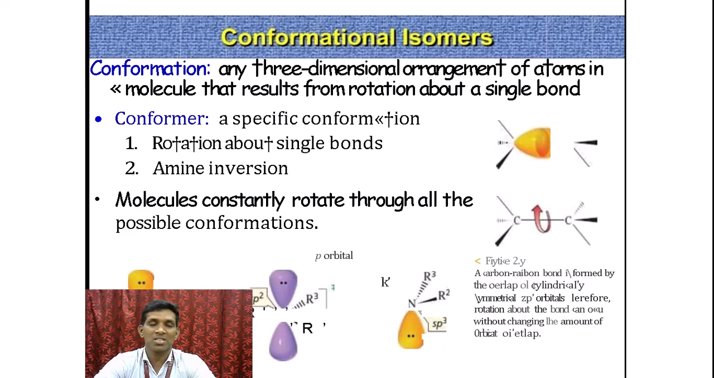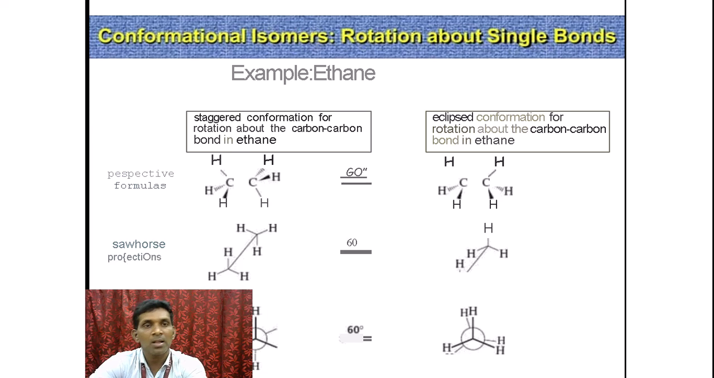So what is conformational analysis? Conformational analysis is the 3D arrangement of atoms, and I will get the 3D arrangement of atoms by the free rotation of a carbon single bond. So a conformer is a specific conformation from rotation about a single bond, and if you see the classification of the conformers, we get different stereoisomers by rotation of a single bond, and we have amine inversions also. So the molecule is constantly rotating through all the possible conformations. Because of this rotation, I will get different conformers. Some examples are given here.